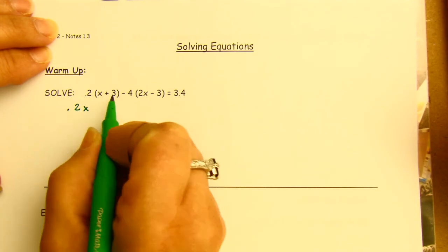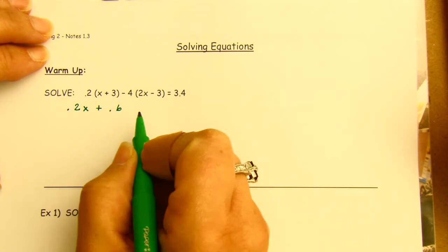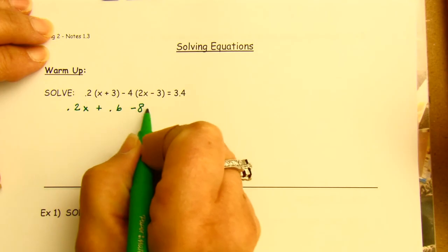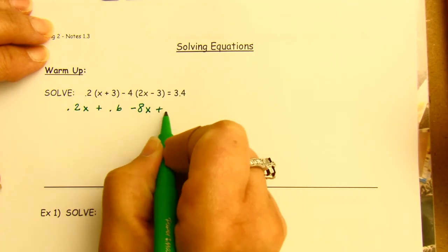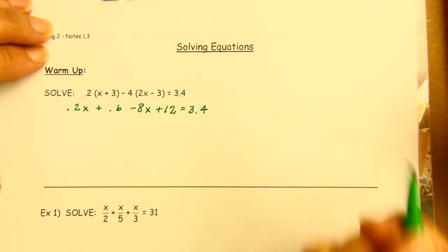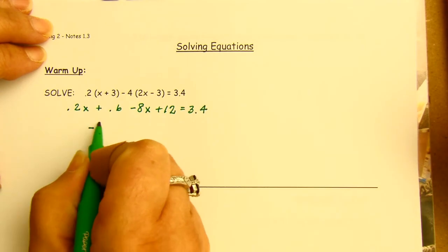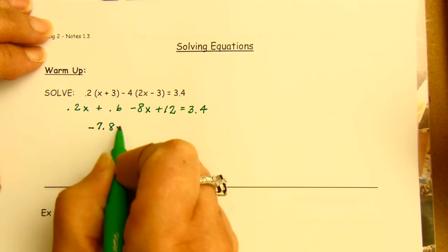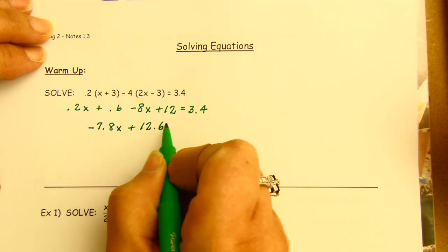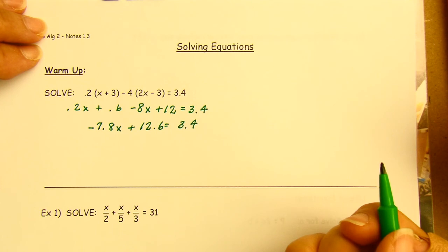0.2x, 3 times 0.2 is 0.6, so plus 0.6. Distribute the negative 4 to the grouping. Negative 8x, negative times negative is positive, so this would be plus 12, equals 3.4. Combine like terms on the same side. Negative 7.8x, add 12.6 equals 3.4. Combine like terms on opposite sides.